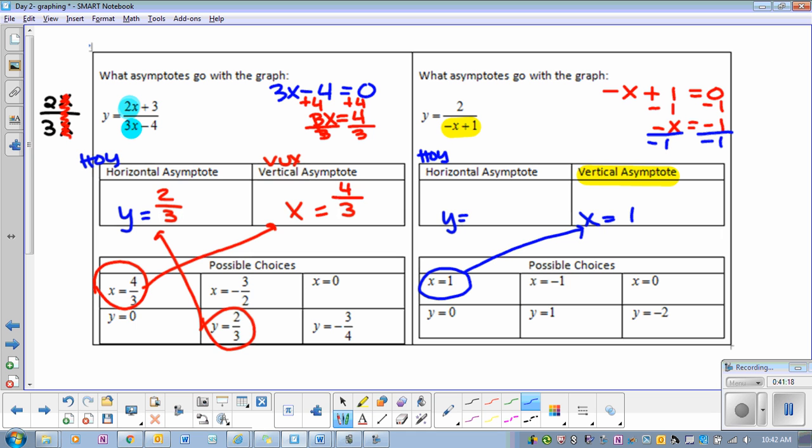Okay? Now let's look at the horizontal asymptote. All right, so look up at the top. Up on top, do I have an x in the top part? No, there's no x. Okay, so then that's 0. And on the bottom, do I have an x? Yeah, what kind of x? Negative x, right? Or negative 1x.